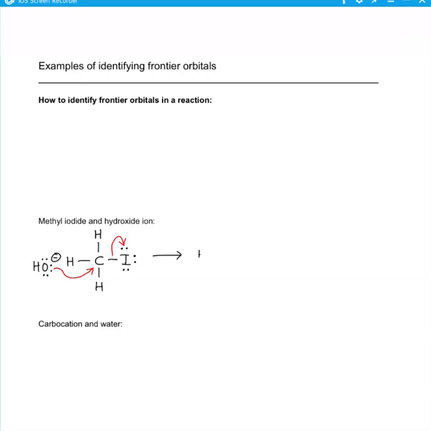So what you end up with is a new carbon-oxygen bond. The carbon-iodine bond broke, and the iodide ion ended up leaving the molecule. So the iodine took its 3 lone pairs as well as the pair of bonding electrons that joined it to the carbon. So let me highlight all of these. And now it's the iodide ion.